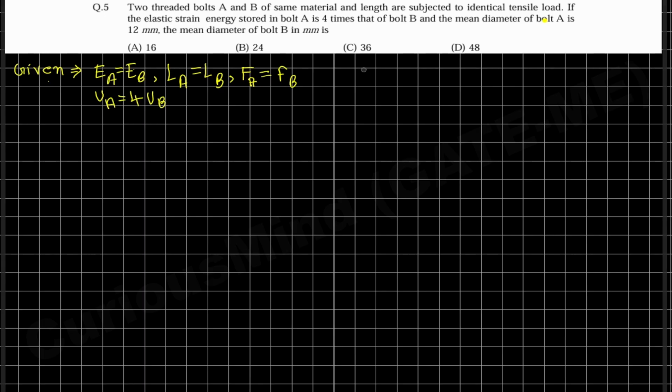And further, the mean diameter of bolt A is 12 mm. So that's the given information. And the question asks about the mean diameter of bolt B in mm. So this is the given information that we have.